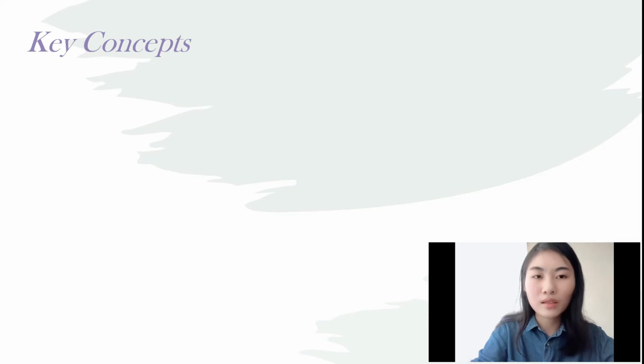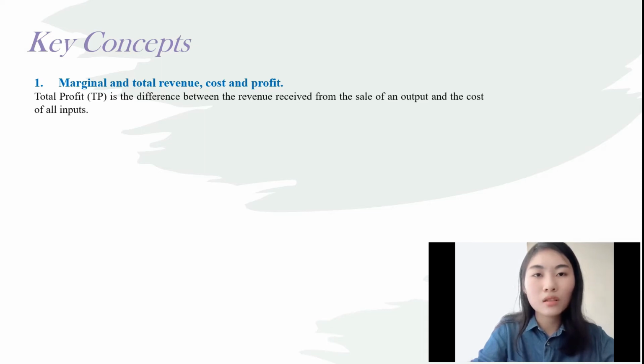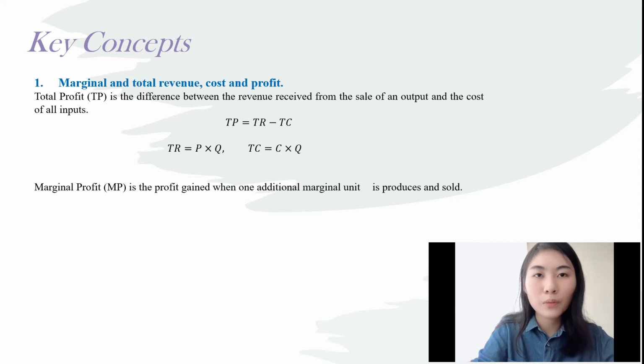Key concept. In this session, there are two key concepts related to this topic of integration, which we will investigate. The first key concept is the marginal and total revenue, cost, and profit. This key concept is associated with a specific change in the quantity used of goods and services. The total profit, TP, is the difference between the revenue received from the sales of an output and the cost of all input.